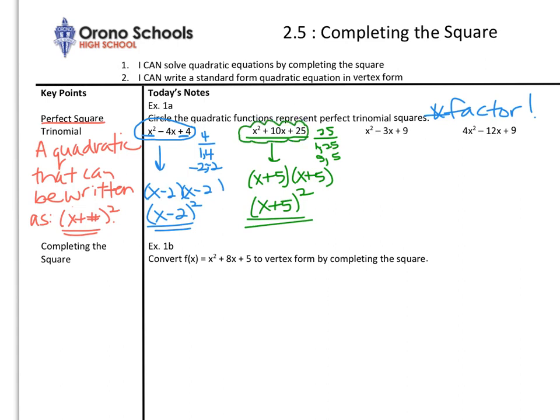If we try the next one, x squared minus 3x plus 9, 9 can be broken down into 1 times 9 or 3 times 3. And we need to get negative 3 in the middle. This one doesn't factor. We can't figure out which pair would get positive 9 when you multiply and negative 3 when you add. So this is not a perfect square.